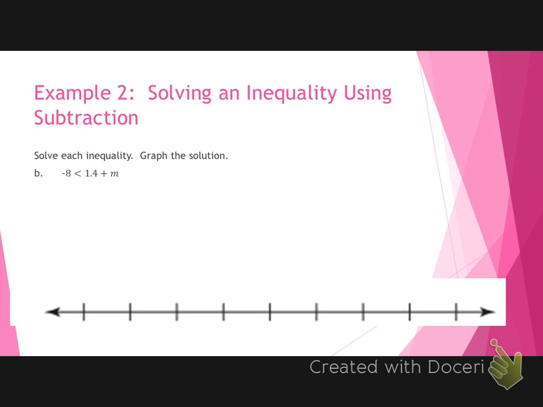Now let's look at this one. Solving this one here. Just because it's on the different side doesn't mean anything. Remember, that is a positive 1.4. So to get rid of it, because we want to get away from the m, that's subtracting 1.4. So again, subtract 1.4 on this side too. Those will cancel. We're left with just m. Keep the sign. And negative 8 minus 1.4 is going to give us a negative 9.4.